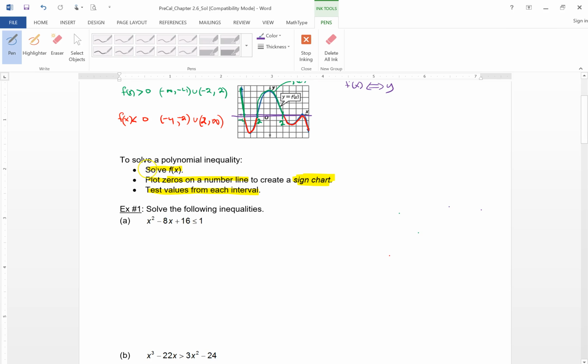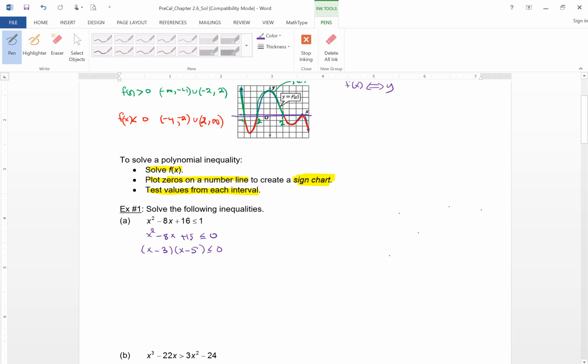Okay, so first, we're going to solve f of x here. That means I'm going to bring 1 to the left side. So it's going to be x squared minus 8x plus 16 less than or equal to 0. Plus 15. Now we factor this. And what are we going to get? x minus 3, x minus 5.